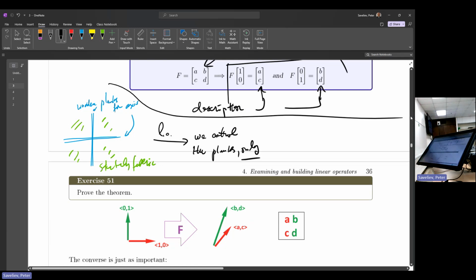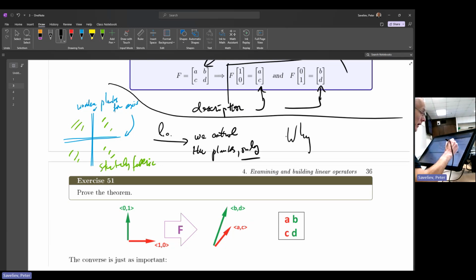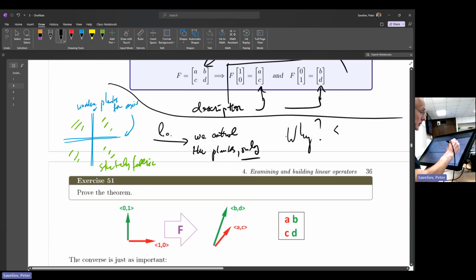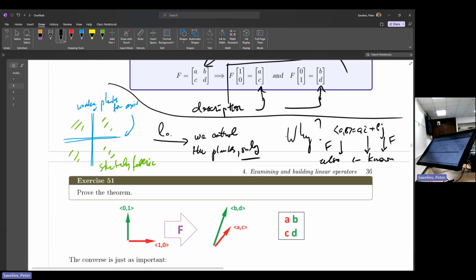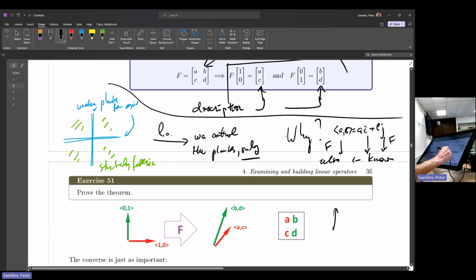If you ask why, the answer is because (a, b) is equal to a·i + b·j. Okay, so in other words, wherever i and j go under your linear operator F, then wherever (a, b) goes under F is also known. Okay, so that's just the thing about linearity. Once again, it ensures that we only need to know where the basis vectors go. So this is all there is here.